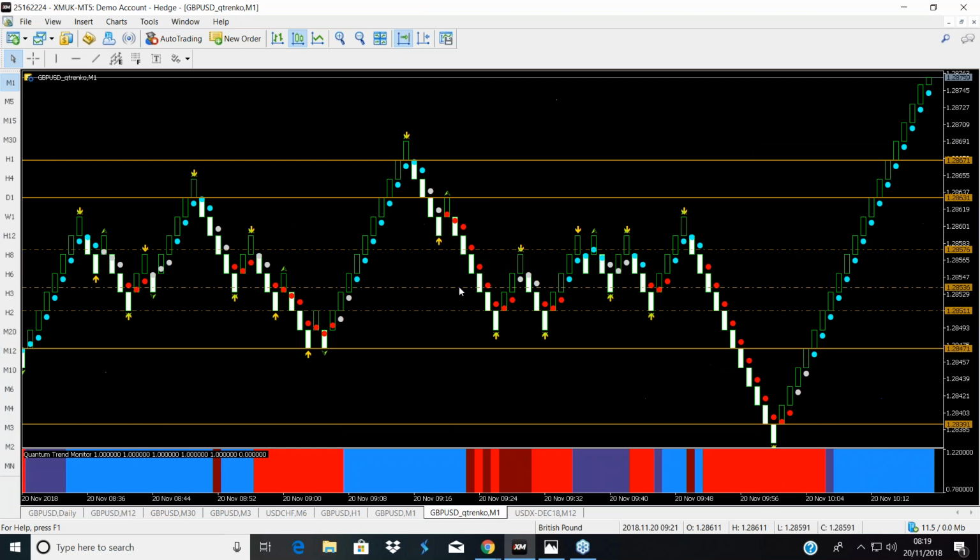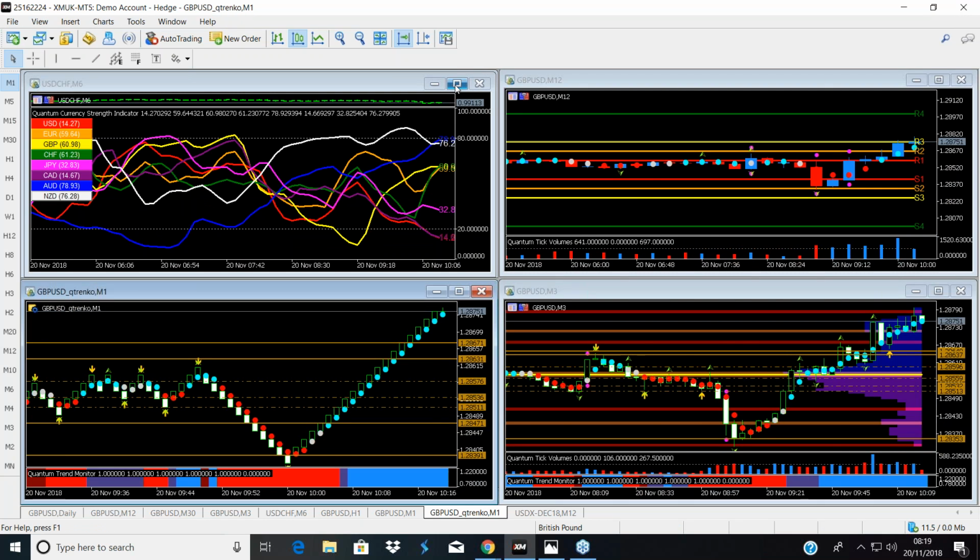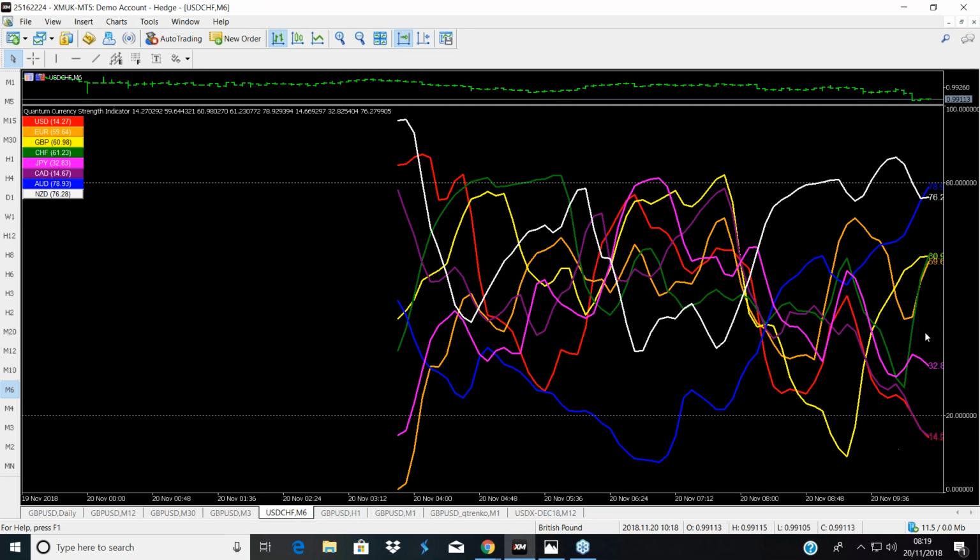The Renko just keeps going. It doesn't detect that there's been a significant pullback in the price action. I've got the CSI on the 6 minute. We can see the pound is still rising. What's interesting with this is the selling of the US dollar, which is continuing ever lower. That's also helping to drive this pair.